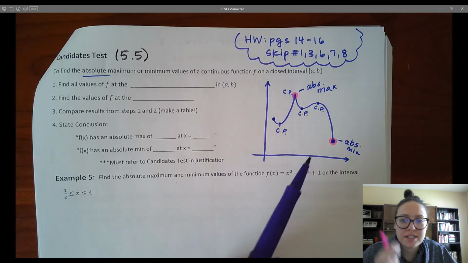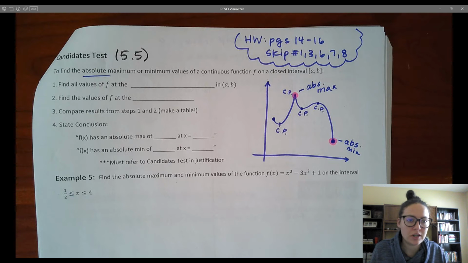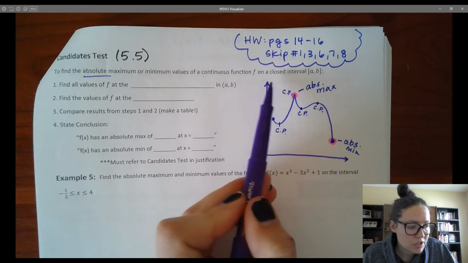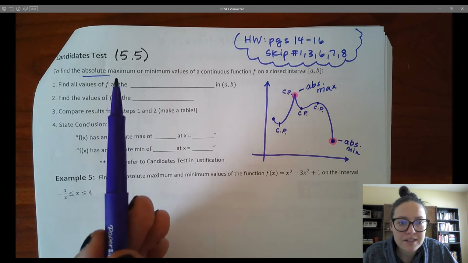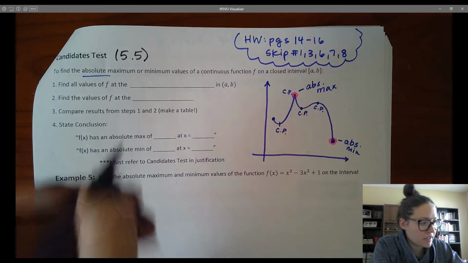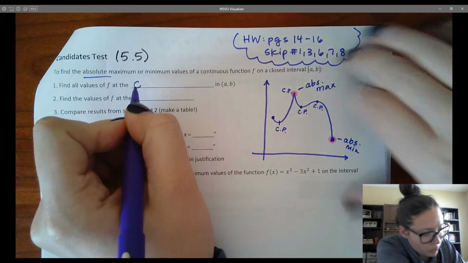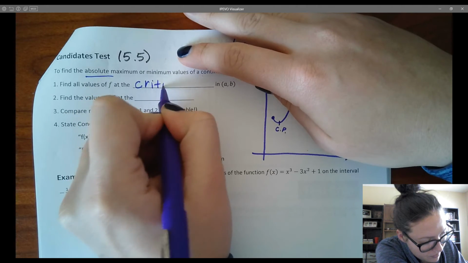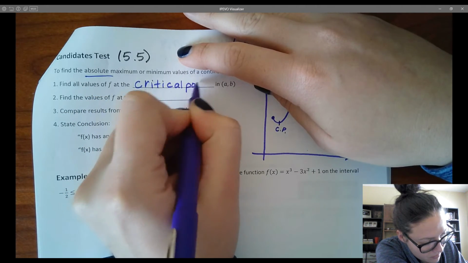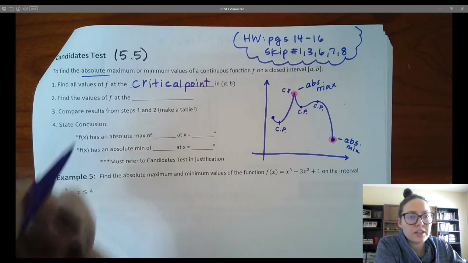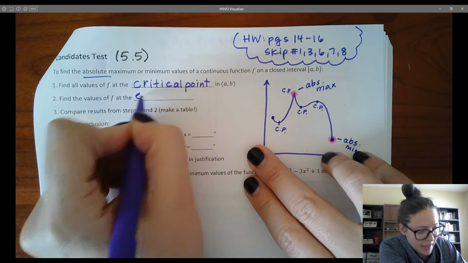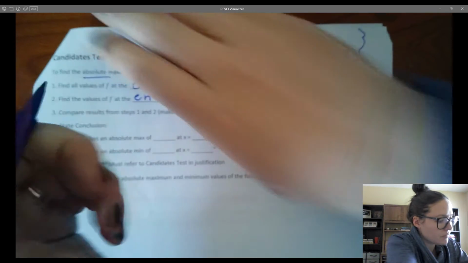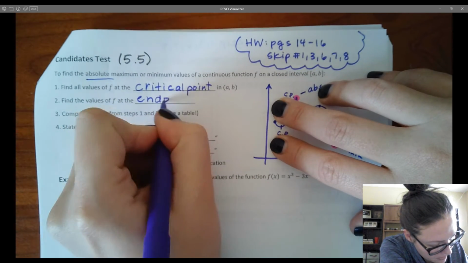So the reason why I show you this picture is because when we're looking at a continuous function on a closed interval like this, the absolute maximum will either be at a critical point or it will be at an endpoint. Sorry, this packet is not flat.